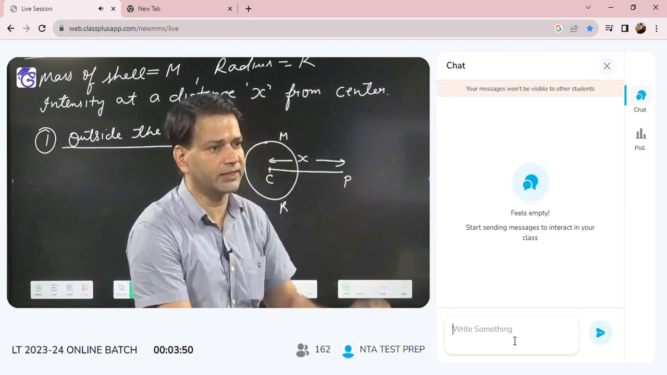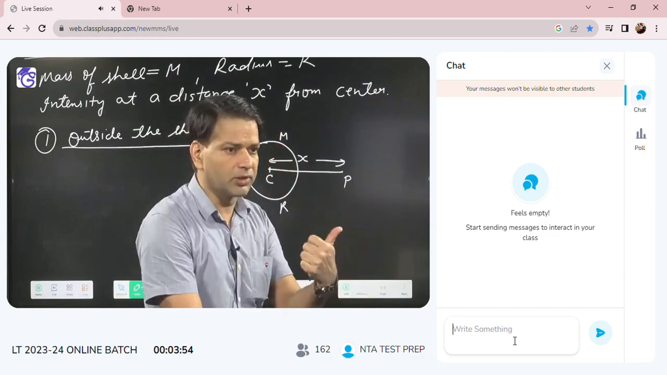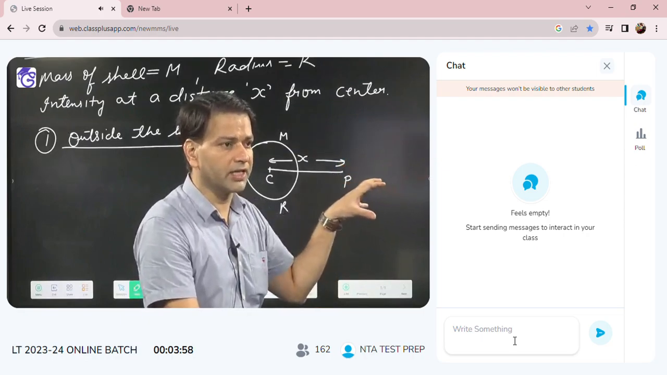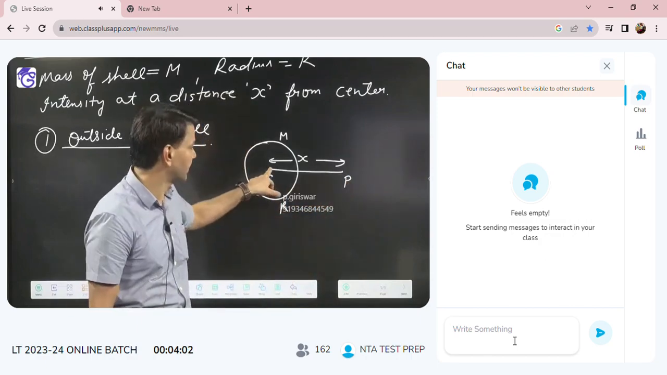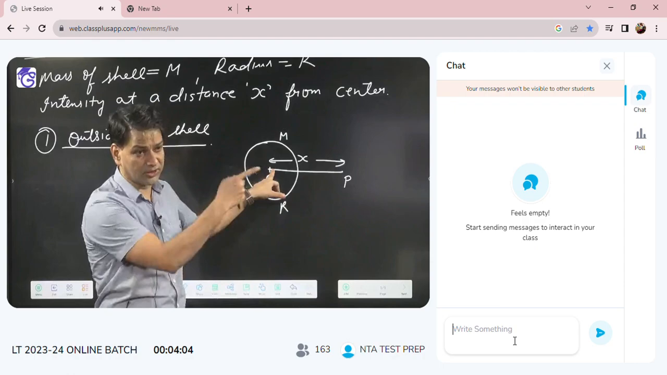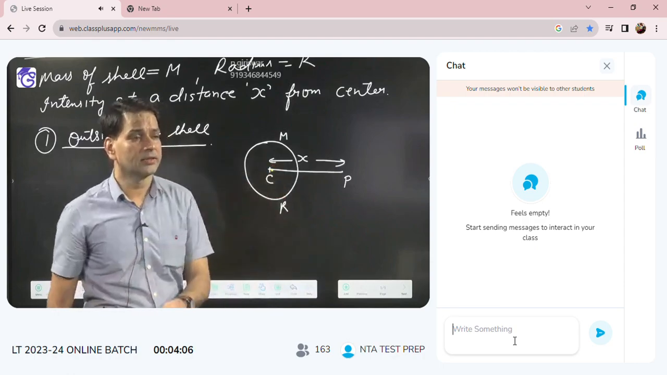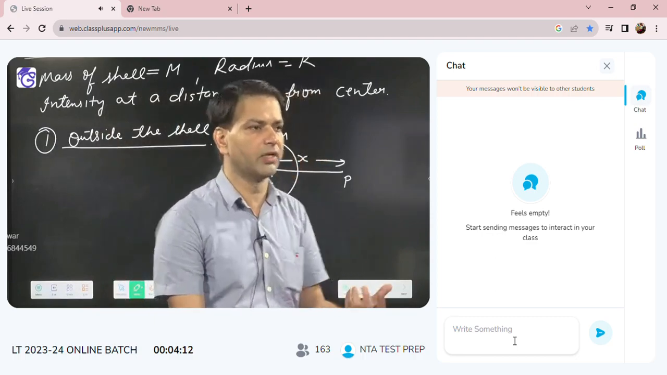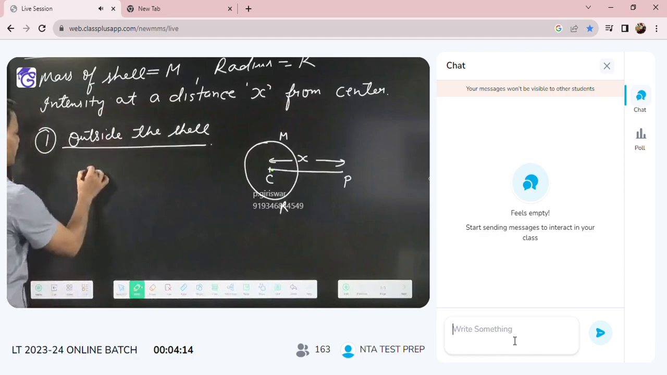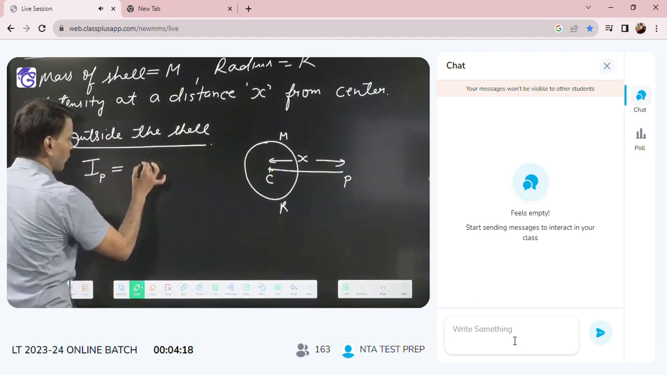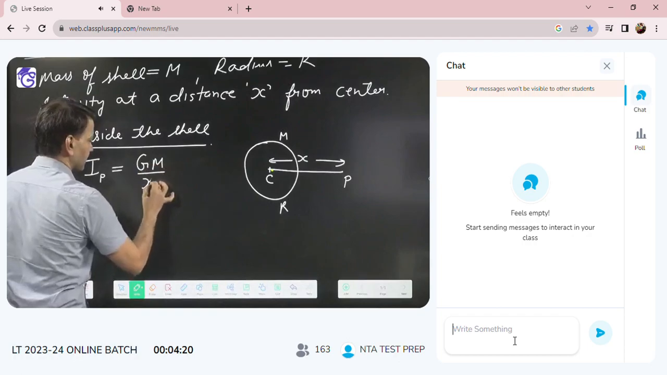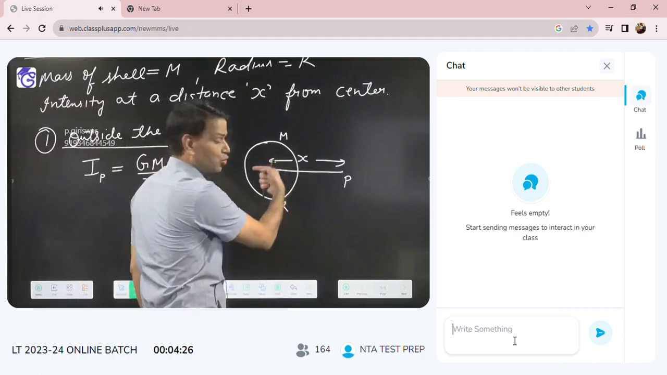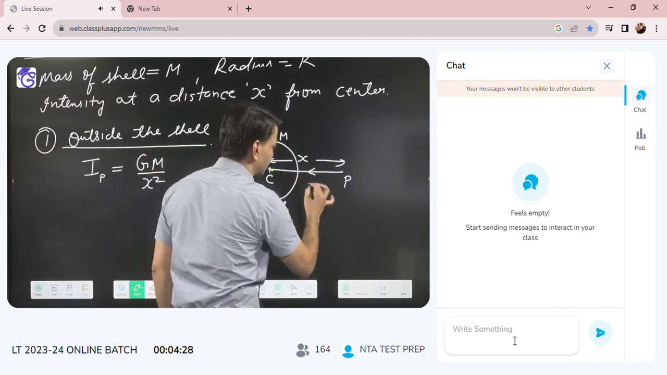We want to find the intensity at P, and P is at a distance X from the center. To find the intensity outside this spherical shell, I can assume the shell as a point mass at the center. Now the point mass is at the center. What is the distance of the point P? X. Then what is the intensity due to a point mass? GM by x square, GM by r square we have learned. So similarly here, intensity at P is equal to GM by x square. And what is the direction? Direction is towards the mass, so towards the center.